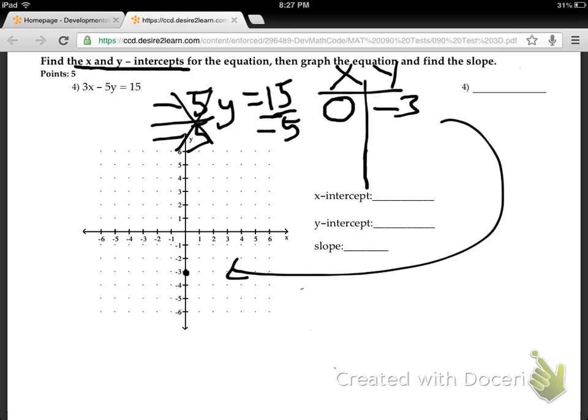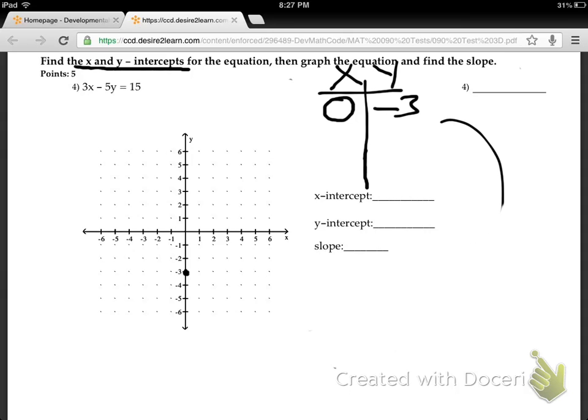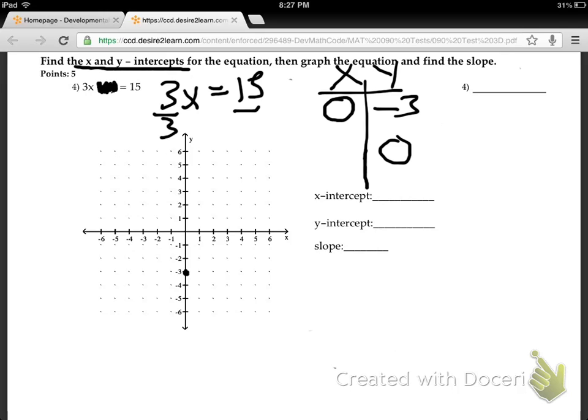Okay, let's go back to this. So I can actually do this if I want to. If I want to use a table, I'm going to do y is 0. Not x is 0, but y is 0. That means if we go over to this equation, I'm going to get rid of this. Okay, y is 0. It's gone. What I'm left with is 3x equals 15. So divide by 3, divide by 3, x equals 5. Again I'll plot that point over here. There it is. And then draw a line in between those 2 points.